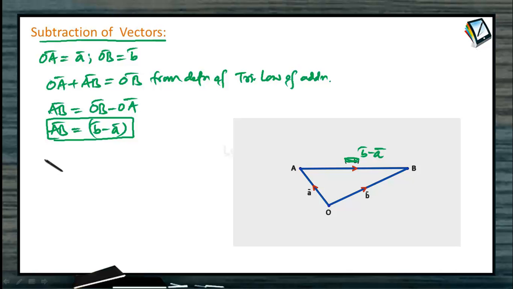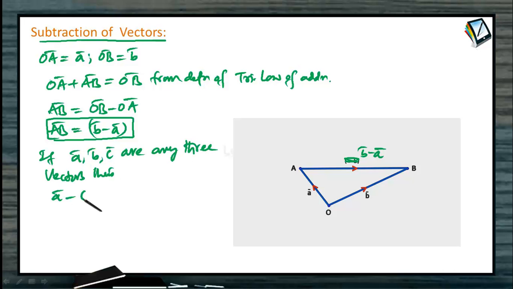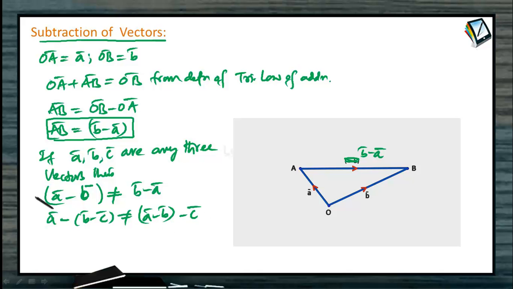Now, in subtraction of vectors, if A bar, B bar, C bar are any three vectors, then A bar minus B bar is never equal to B bar minus A bar, unless they are null vectors, and A bar minus (B bar minus C bar) is also never equal to (A bar minus B bar) minus C bar.